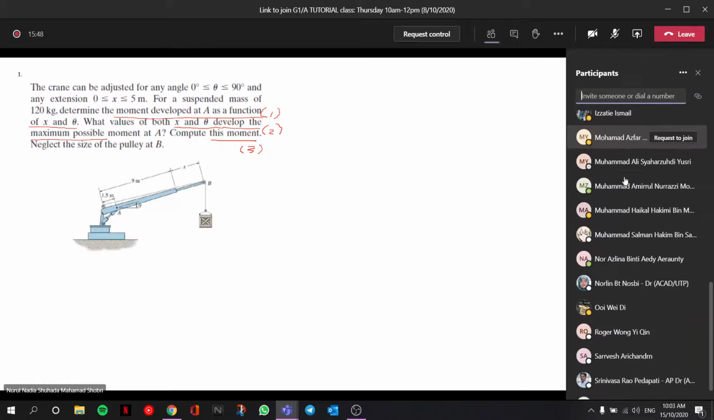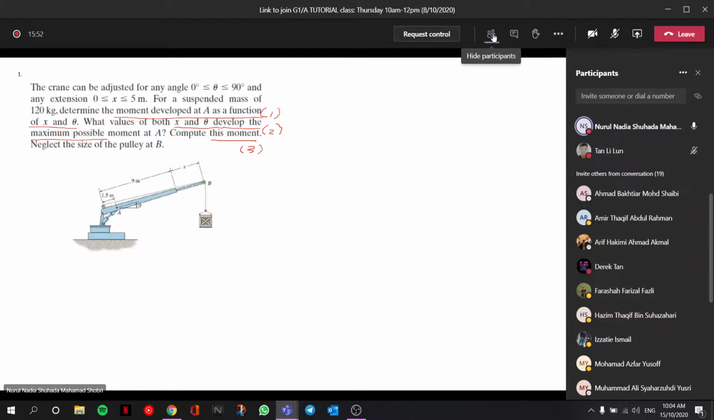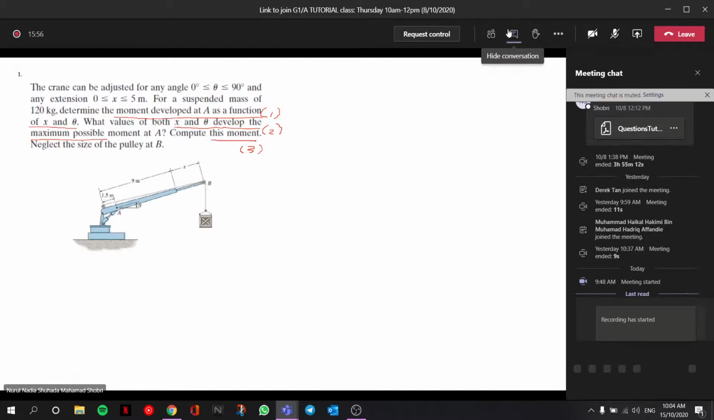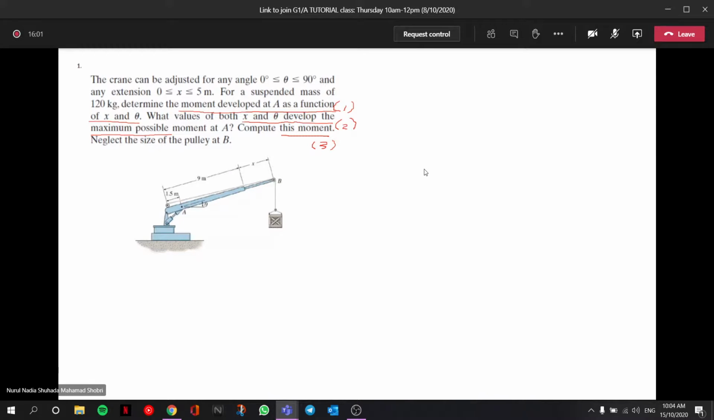Okay. So as you guys can see from the slide, the questions give us information like the range of the data value and also the range of the length of the extension. In the questions, it actually asks us to find three things. The first one is determine the moment developed at A as a function of x and theta. And the second thing that the question asks is the values of both x and theta developed at the maximum possible. And the third one is the actual value of the moment after you guys get the value of x and also theta. So basically in these equations, it just wants us to find the moment.